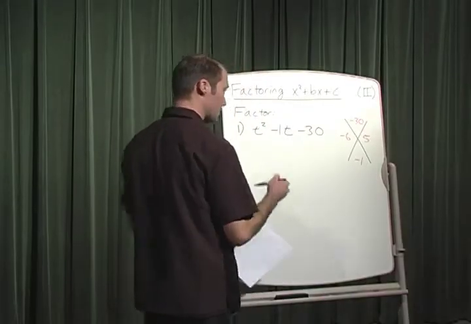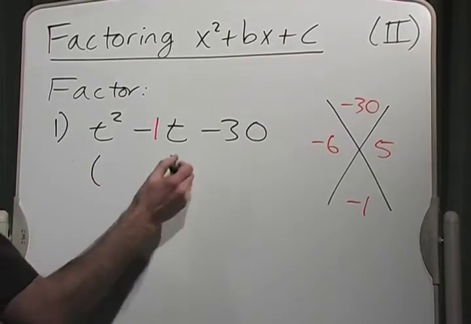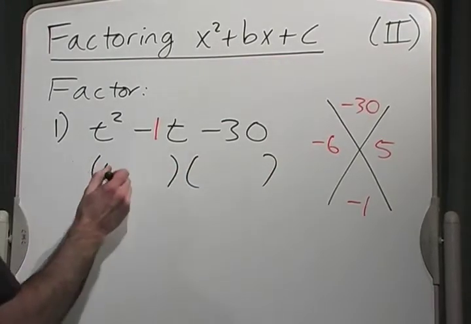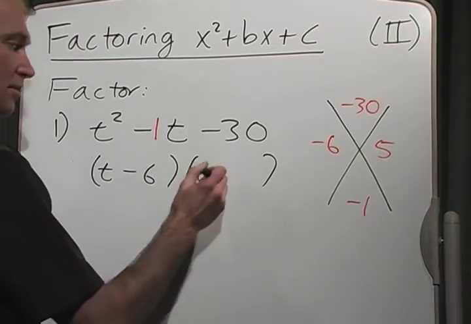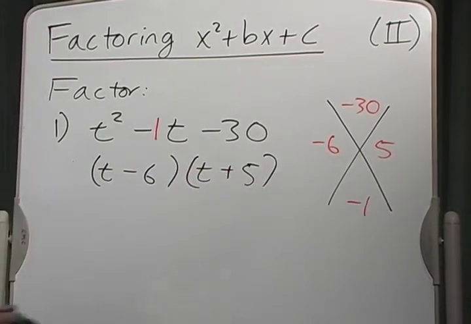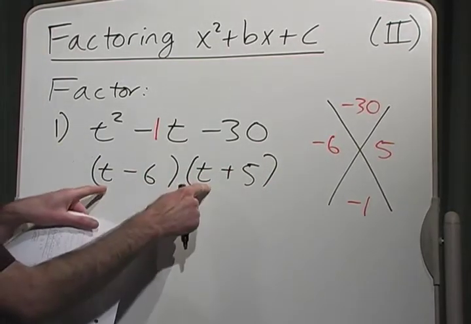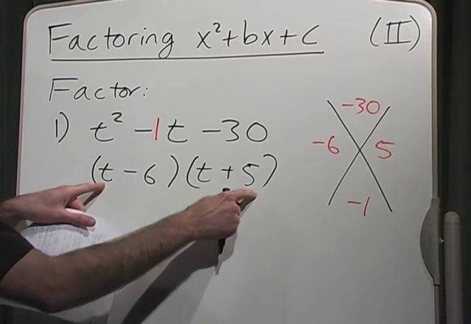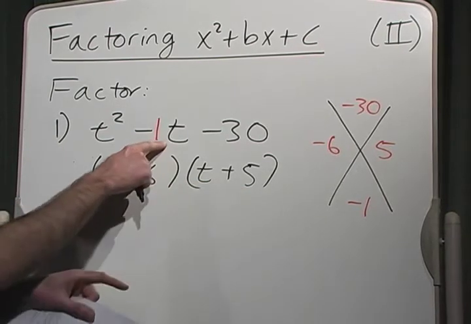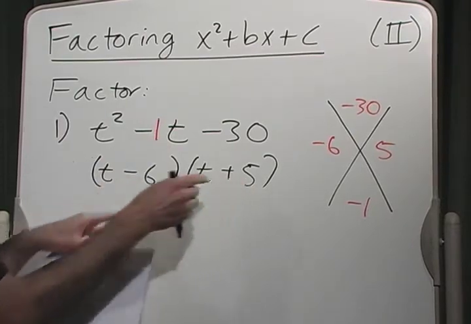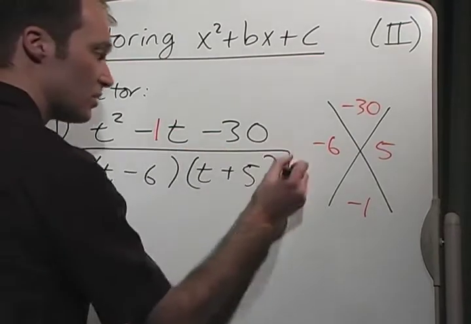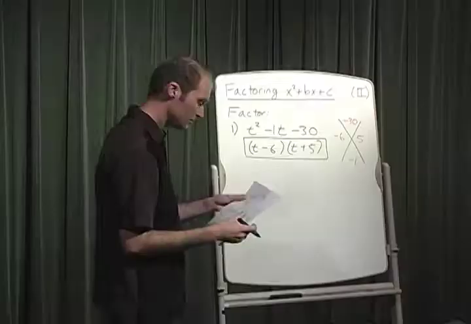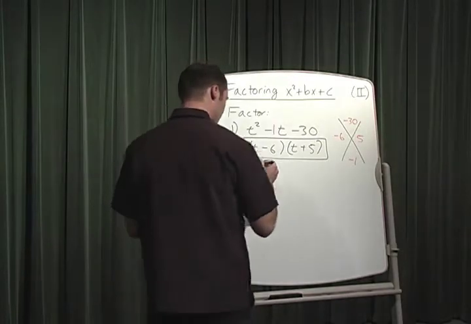So if I'm going to factor this, it's going to factor as t minus 6 times t plus 5. Well, let's go ahead and just verify: t squared plus 5t minus 6t, that gives me my -1t, minus 30. That looks great. This looks like our final answer. Now, how about this problem?